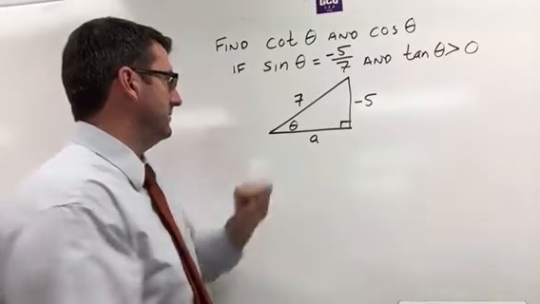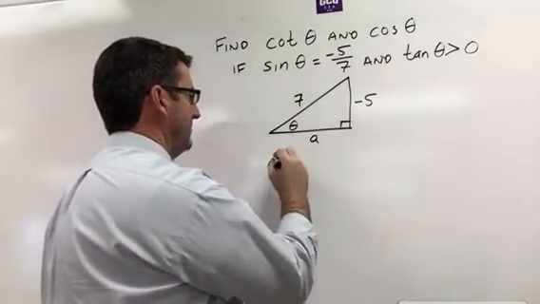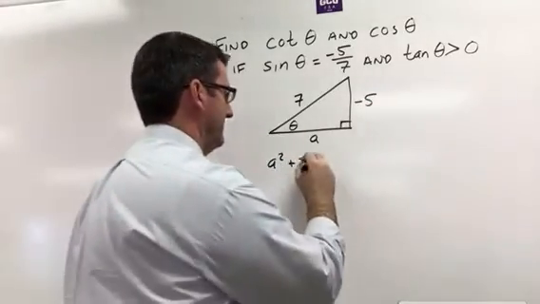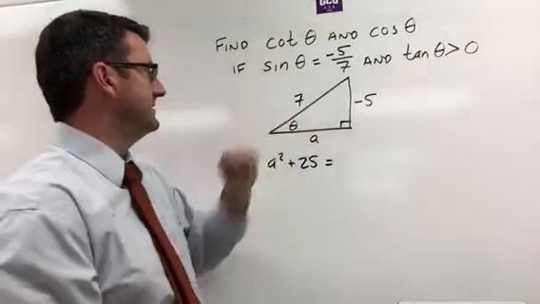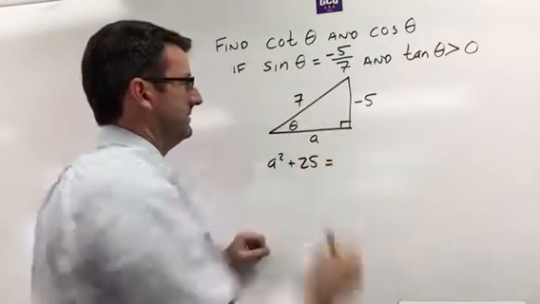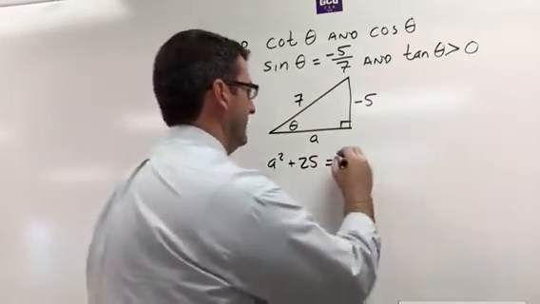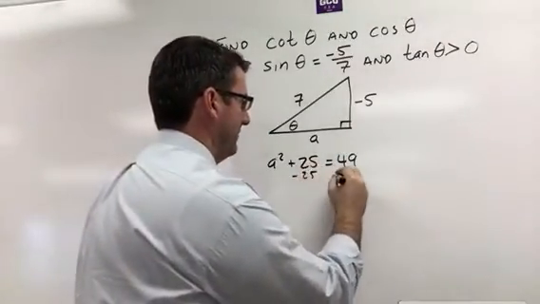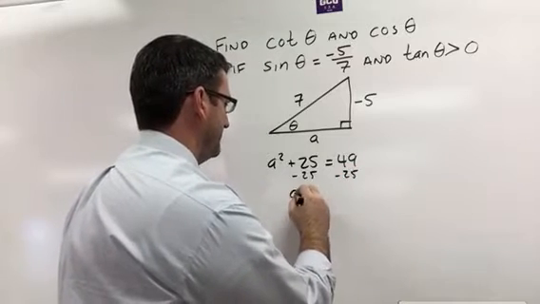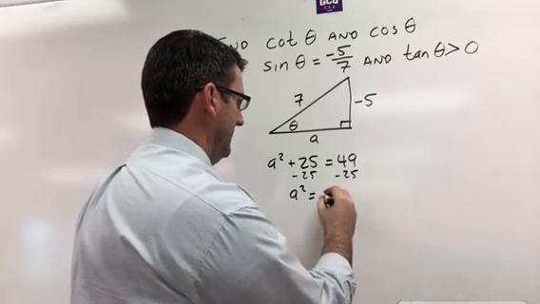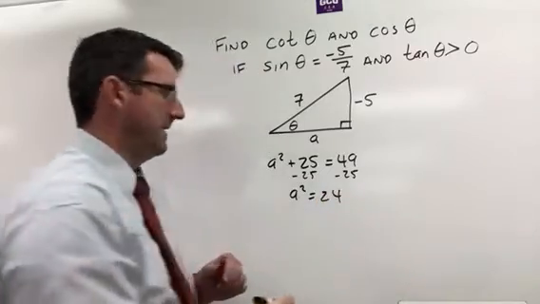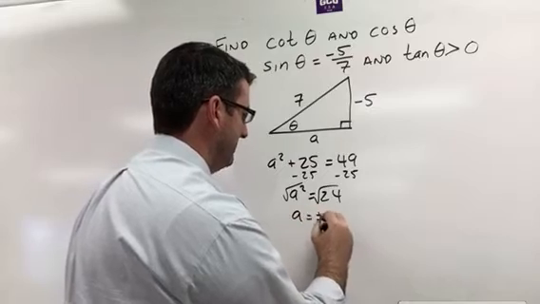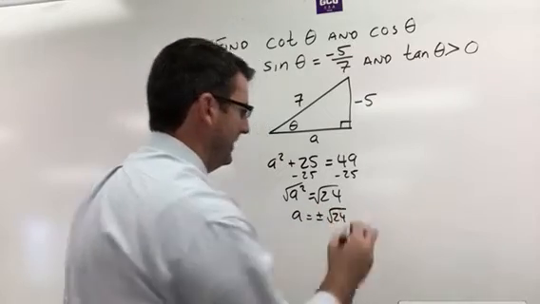And we know from the Pythagorean theorem that a squared plus b squared, -5 squared is 25, is equal to c squared, 7 squared is 49. And then we subtract 25 from both sides. We get a squared equals 24. And then take the square root of both sides. We get a equals plus or minus the square root of 24.